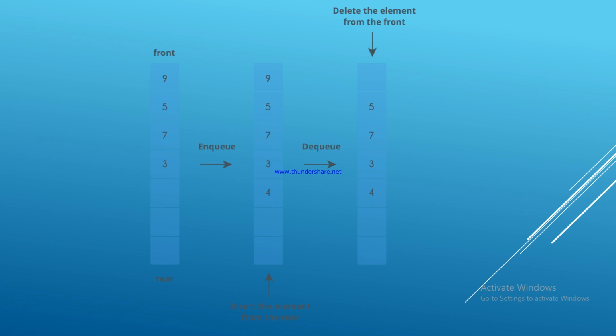Here we can see that at the first one on the left, 9 is the element at the front. After enqueuing 4, we can see that 4 is added at the rear of the queue. Then we dequeue one element, so the front element is deleted and the 9 is gone. The next step would be 5 at the front, then 7, then 3, and then 4.